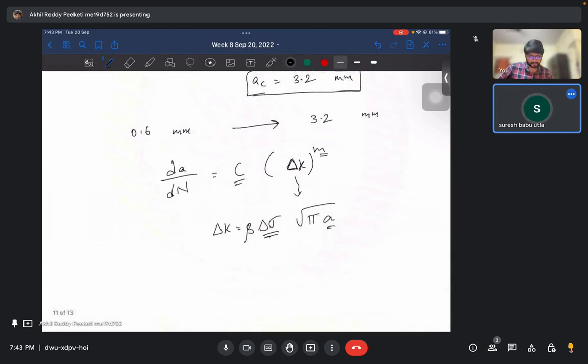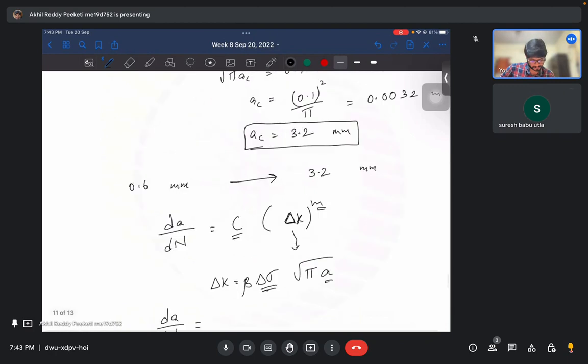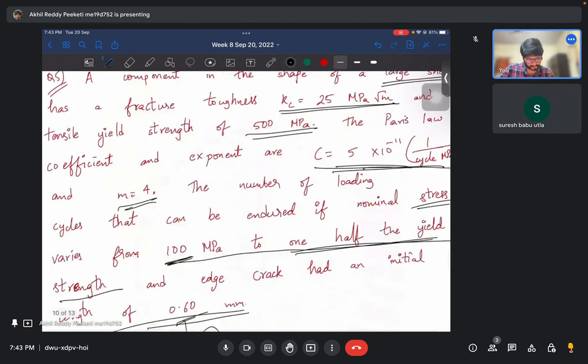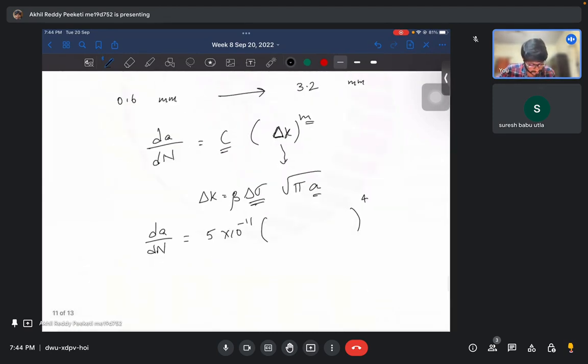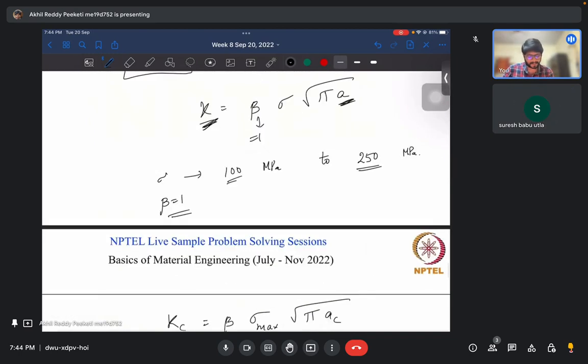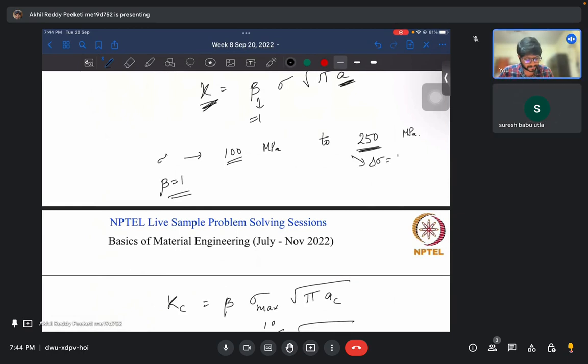Now da by dN equals C. What was the value of C? 5 into 10 power minus 11, and m is 4. So C is 5 into 10 power minus 11 and m is 4. Delta K, beta is taken as 1, right? We are taking it as 1. And delta sigma: we have stress varying from 100 to 250, so delta sigma is 150 MPa.